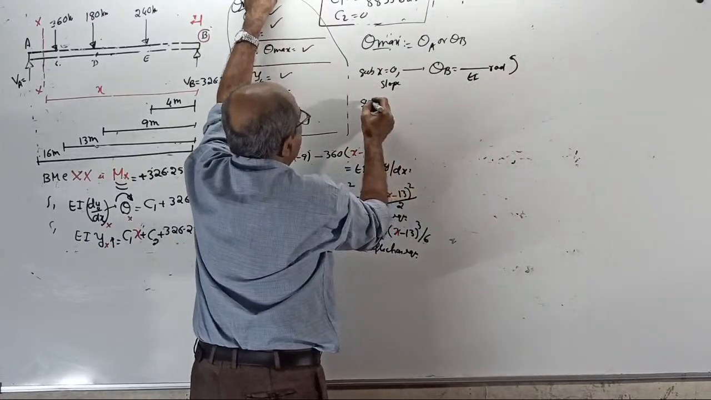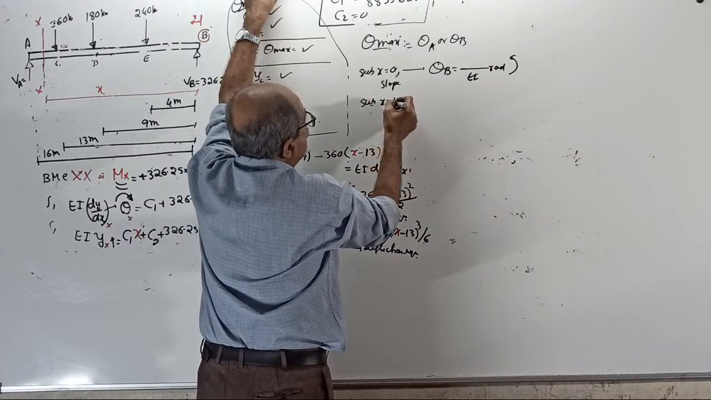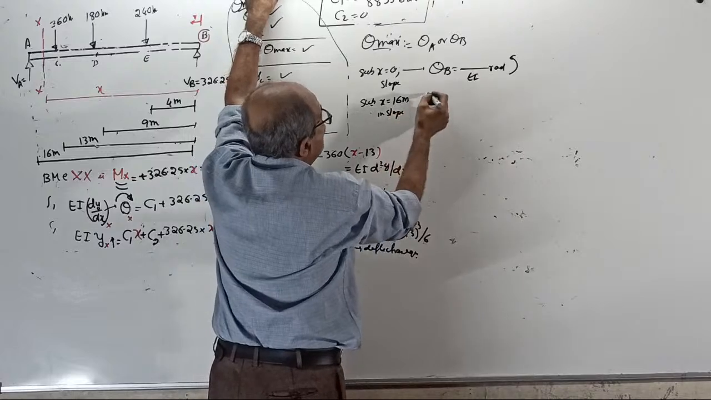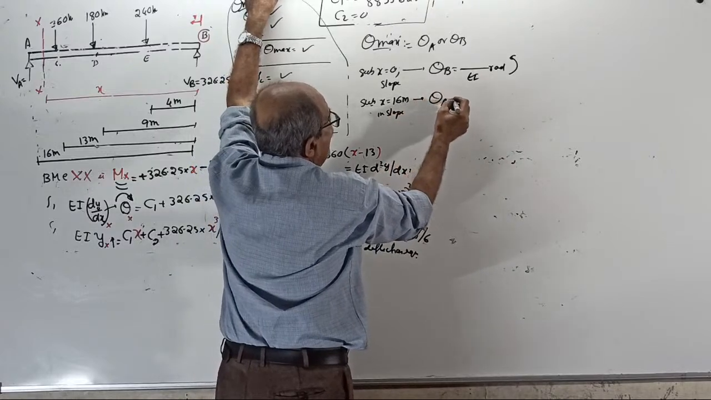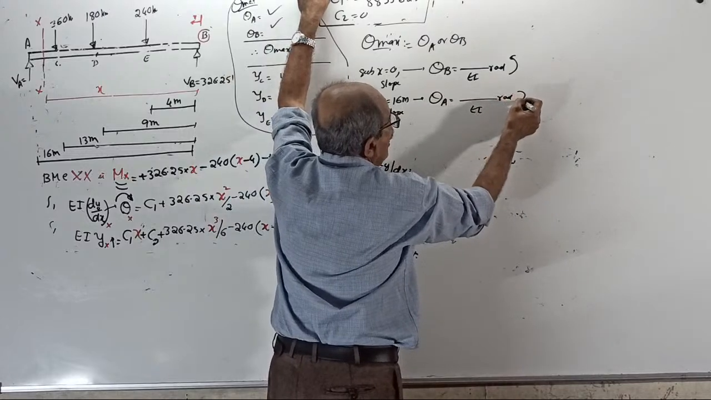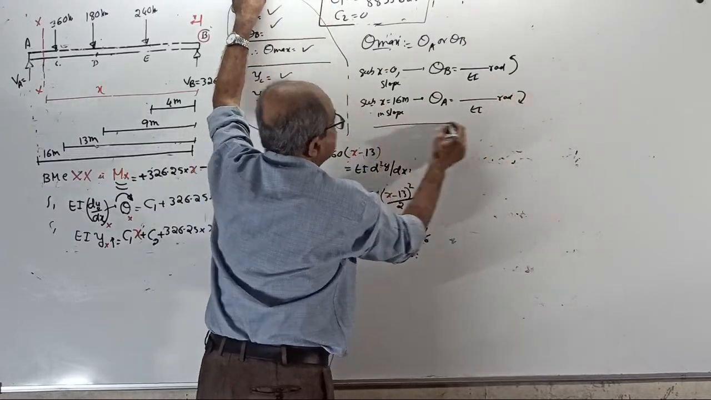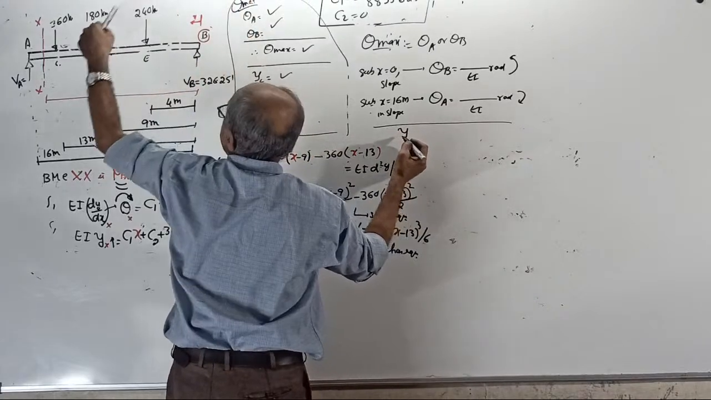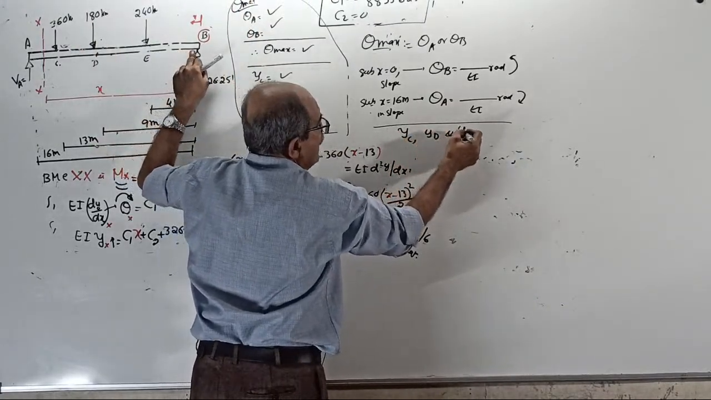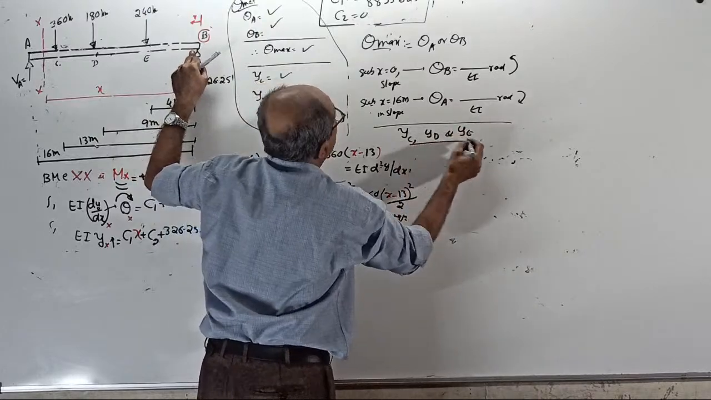Then substitute x equal to 16 meter in the slope equation. You get the value of theta A. 100% it will come something by EI radian clockwise. Then next they want deflection at C, deflection at D, and deflection at E. Do in the same order.